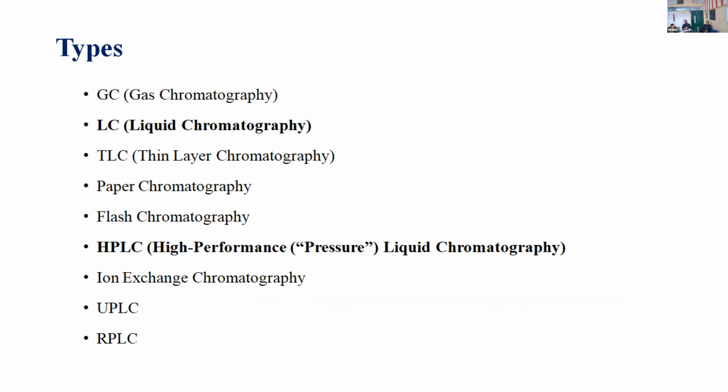So there are different types of chromatography, like gas chromatography, in which the mobile phase is gas, and it is used for the identification of volatile compounds and gaseous compounds. The next one is liquid chromatography, which is the most used form of chromatography, and in which the stationary phase is a fixed solid phase, and the mobile phase is liquid.